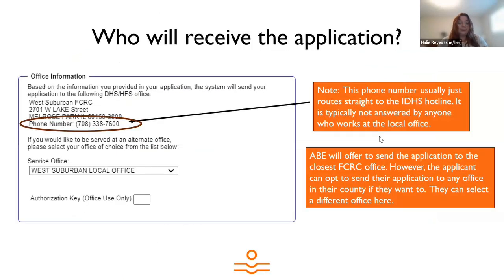It will give you the office information for the client, so it will pick whichever FCRC is closest to them. You do have the ability to change offices, so if they prefer a different one, they can go ahead and select that. It will give you the address and phone number for the FCRC. Important to note that the phone number will route you straight to the IDHS hotline. It is not answered by someone in the local office. If you do need to contact the office directly, we recommend finding an LOA contact.